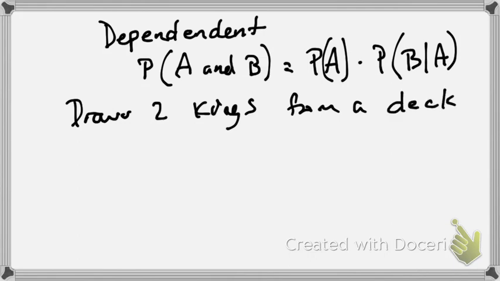So we want to draw 2 kings from a deck. We all know that there are 4 kings, right? There's hearts, clubs, spades, and diamonds. So there are 4 kings. My first card that I draw, I have a 4 out of 52 chance of drawing a king, right?